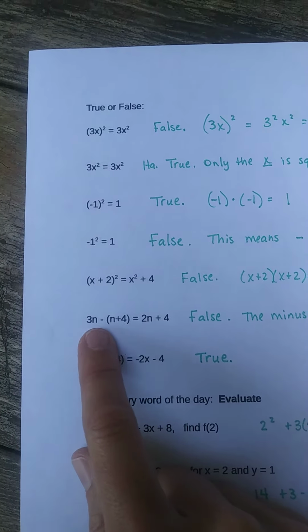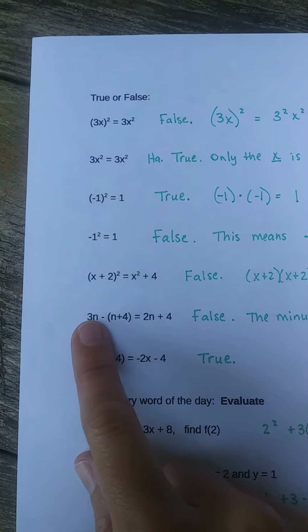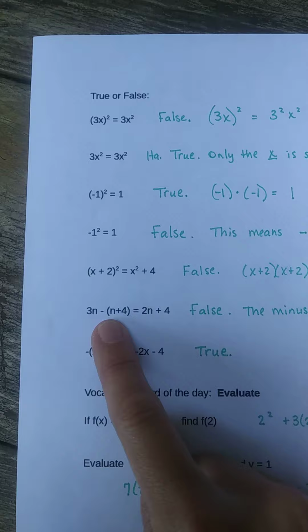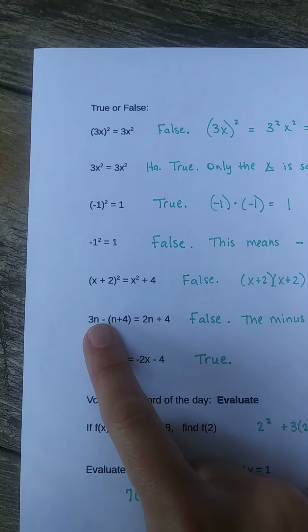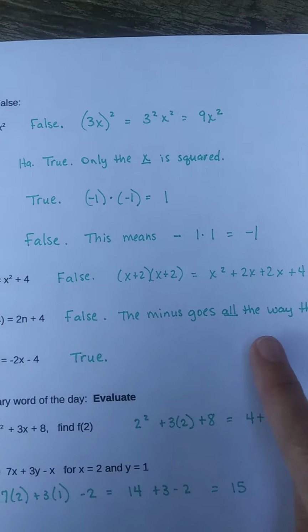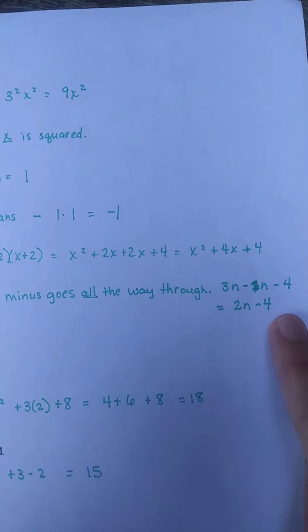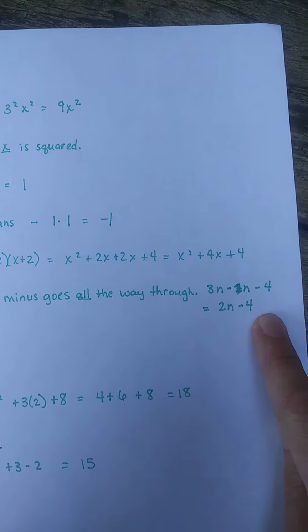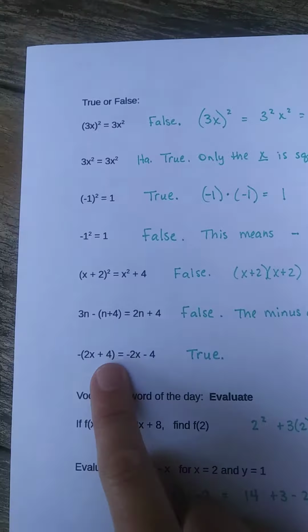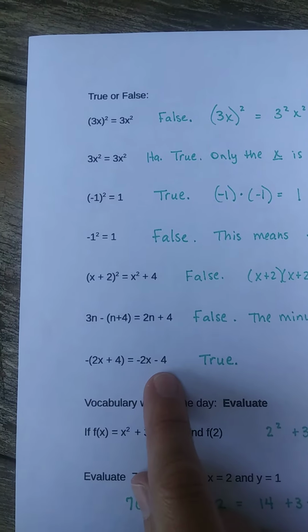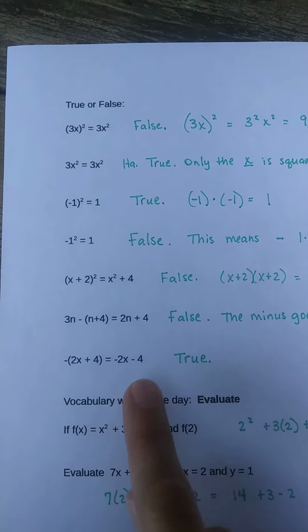Here, the minus wasn't distributed all the way through. 3n minus n is 2n, but then we have to do minus 4. So the minus has to go all the way through. The right answer was 2n minus 4. So that one is false. This one, however, was done correctly. The minus went all the way through, so that one's true.